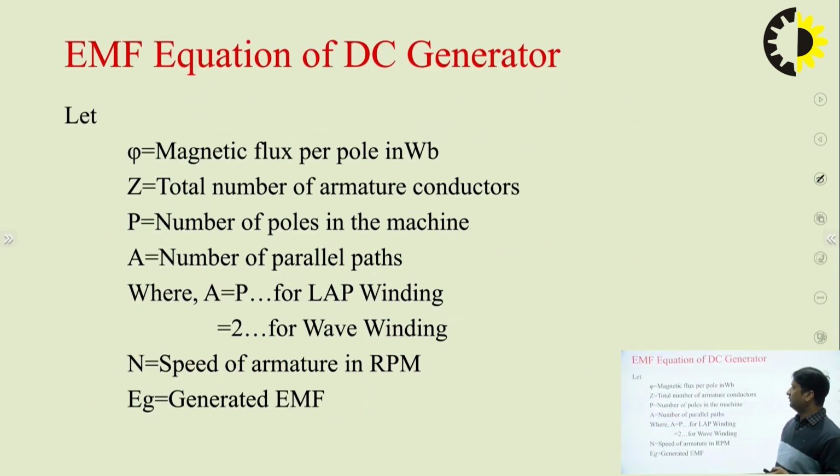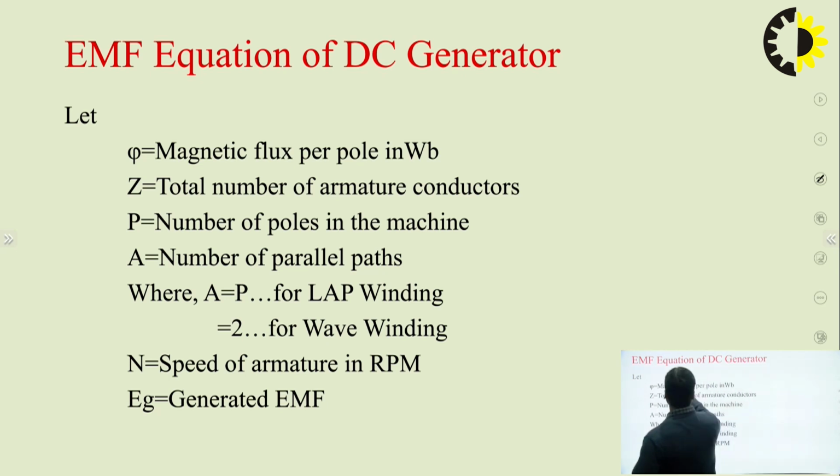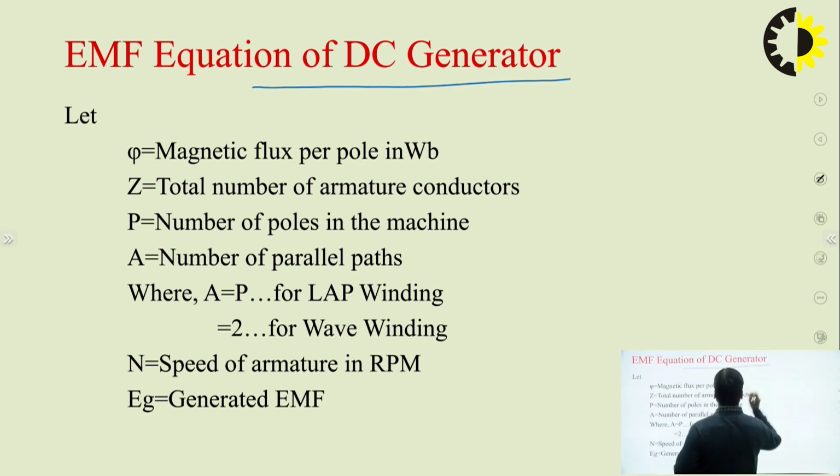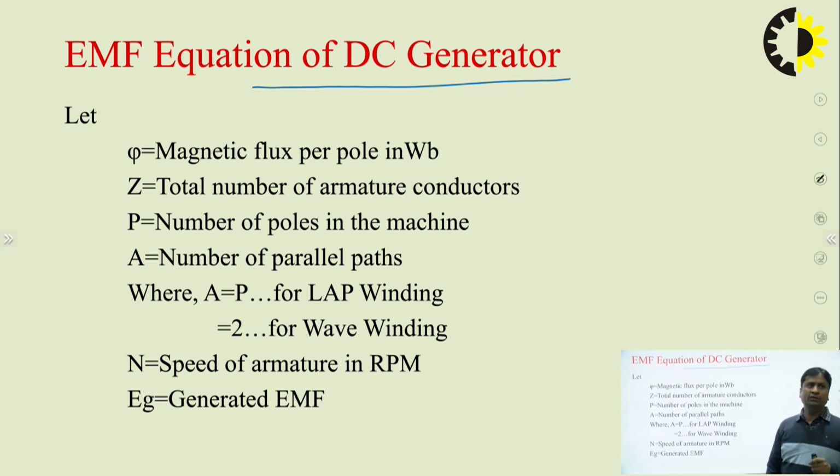So now let us derive the EMF equation of the DC generator. So what are the basic requirements for the EMF? First of all, there is a magnetic flux per pole, phi, the flux produced by one pole. Suppose if we have a 4-pole machine, this phi is the flux produced by one pole.